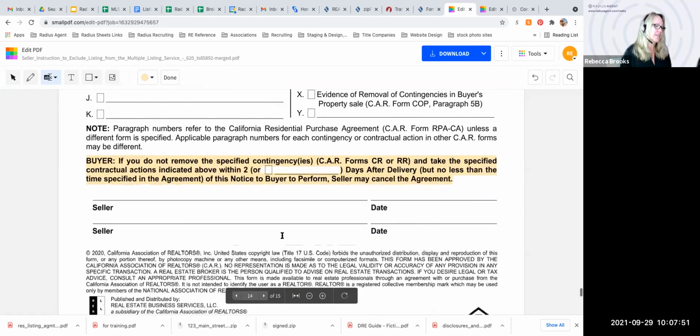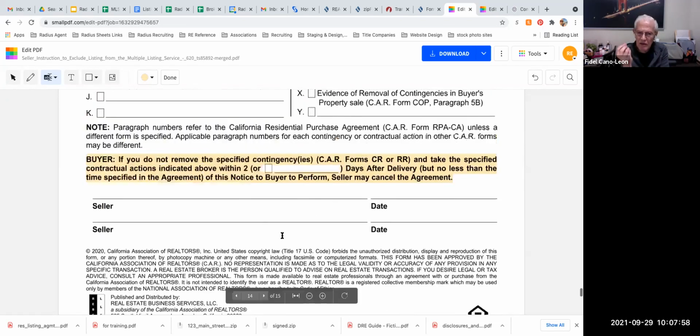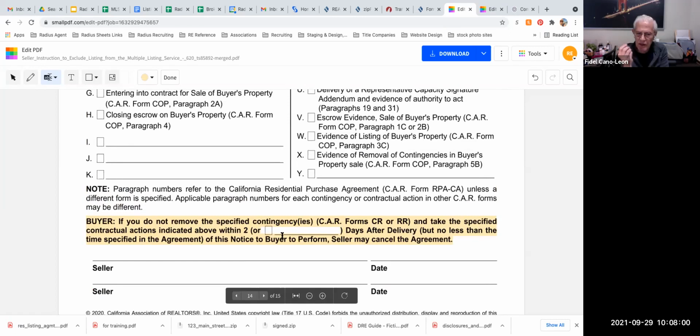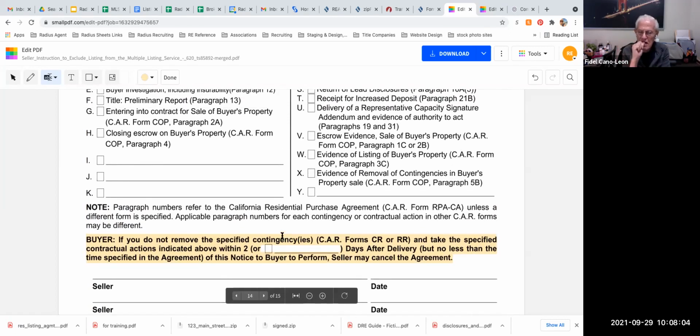Okay. All right. Has anybody come across a conflict of interest with the deposit in a situation like this? Have you come across a seller holding the deposit? Yeah.